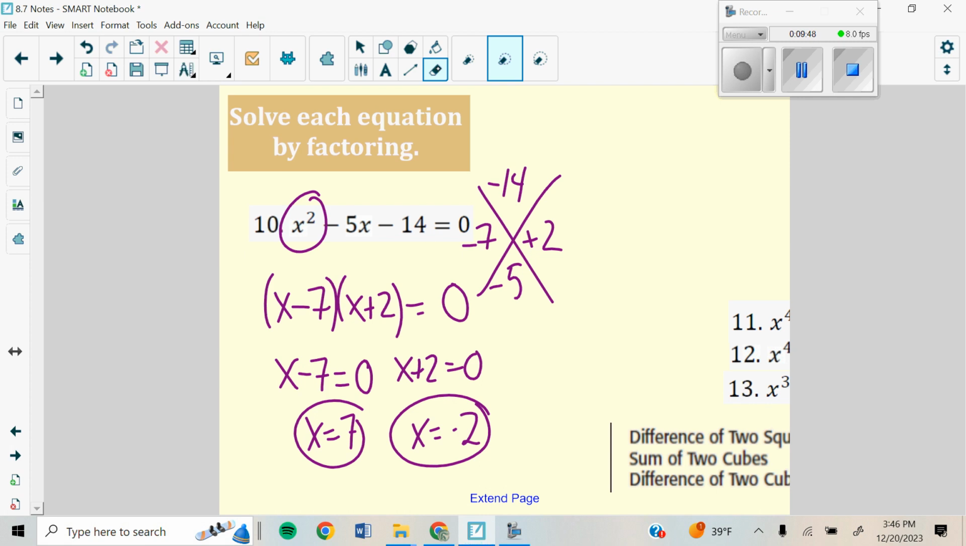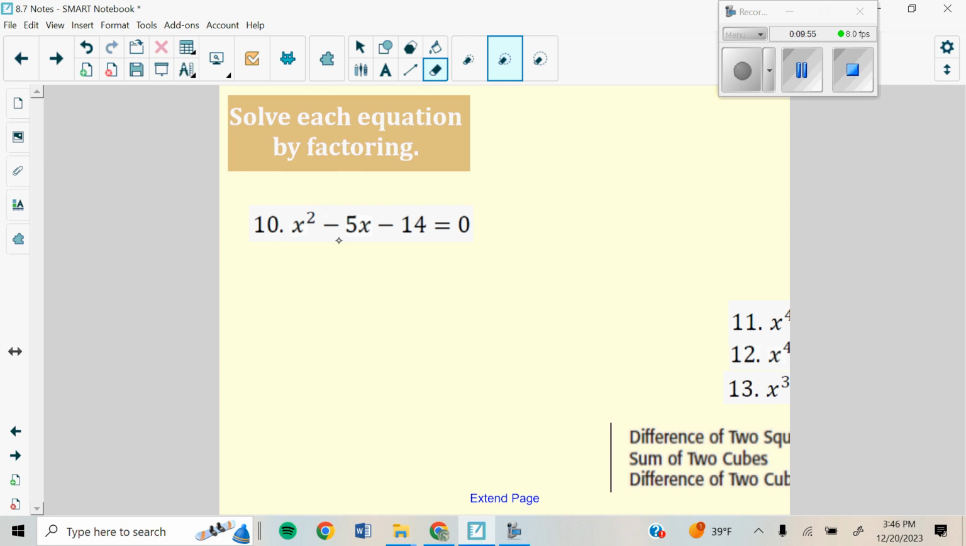I'm going to pause it here. Otherwise, I'm going to erase this just to give myself some more workspace. There we go.